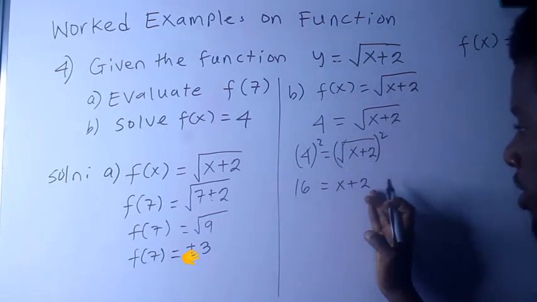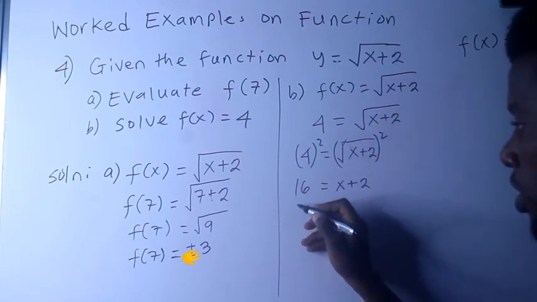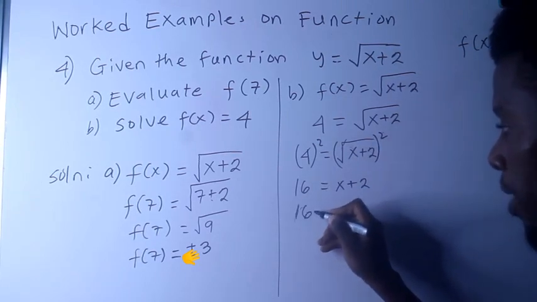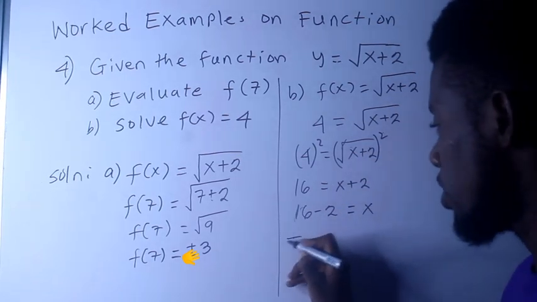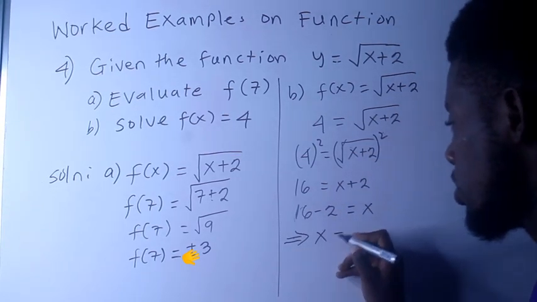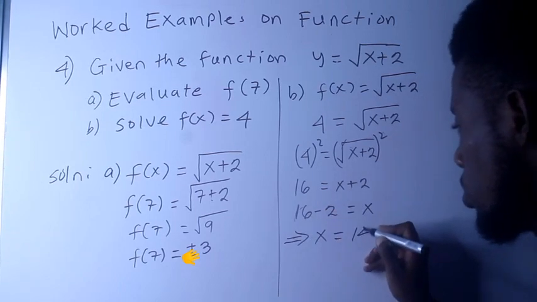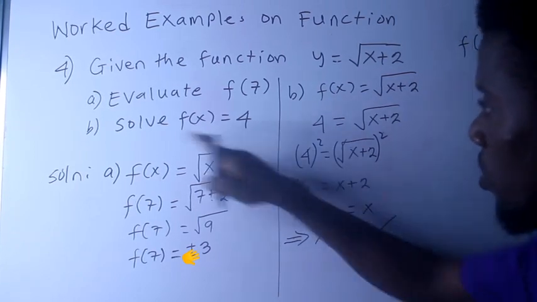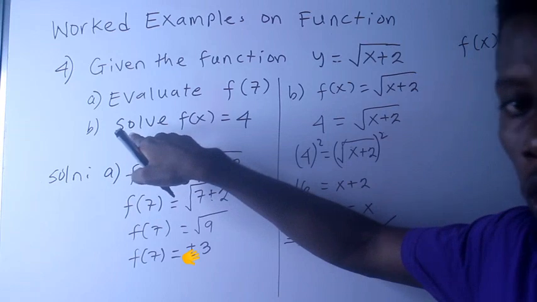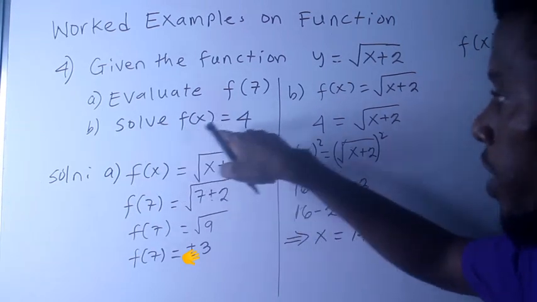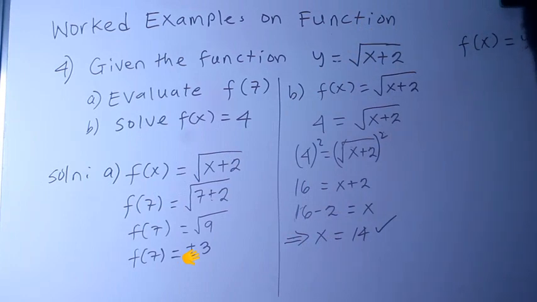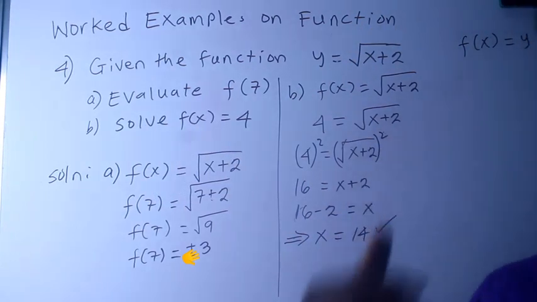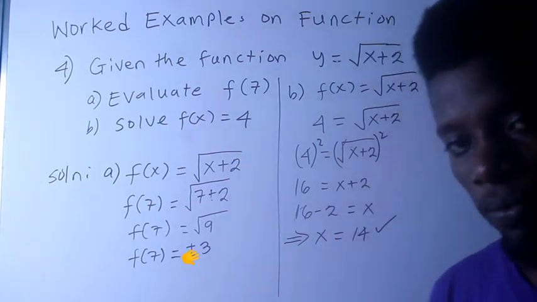Now to solve for x is to send this 2 across. So 16 minus 2 equals x, which implies that x is equal to 14. So the solution to the equation f of x equals 4 is x equals 14. Now let's move on to example number 5.